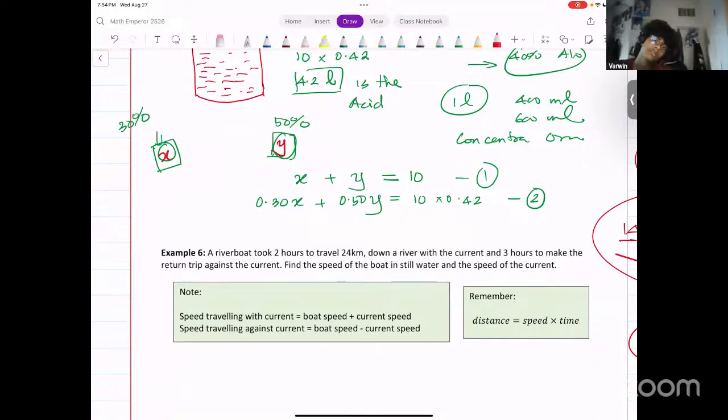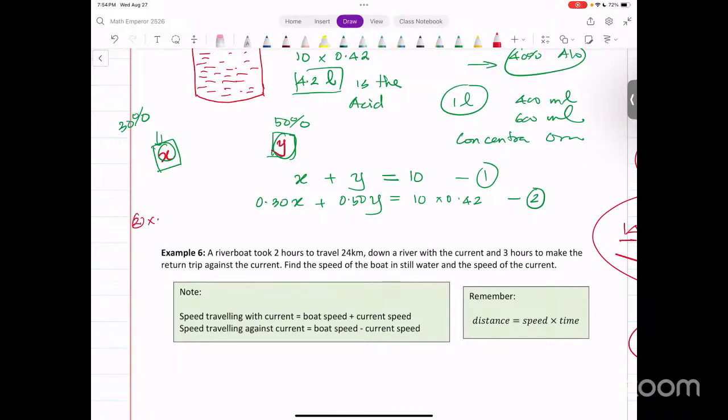Varman, what do we do? Multiply by 100. Correct, sir. We're going to multiply by 100. So 30x plus 50y equals 420, equation number 3. Now you know what I will do. I don't like the additional 0, so I will kick that out: 3x plus 5y equals 42. Let's still call it equation 3. You guys are expert at working with these two, so I'm not really worried about that.